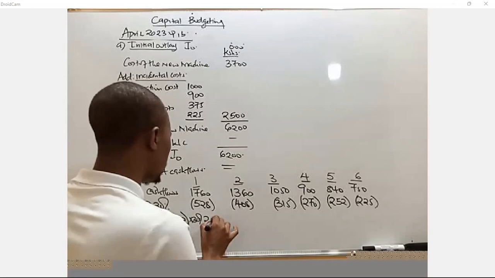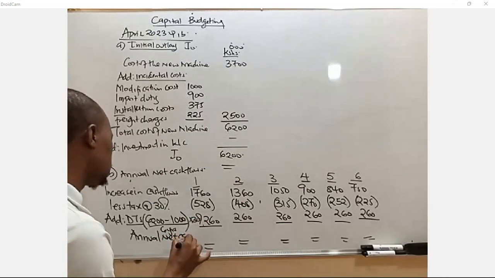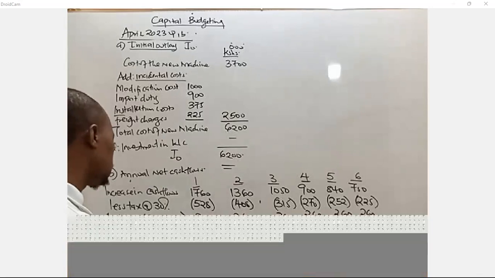So what is our annual net cash flow? You can see this concept is very short. What is the annual net cash flows? So in this case, we have 1760 minus 528 plus 260. We are getting 1492 here. The other one will be 1360 minus 408 plus 260. We are getting 1212.